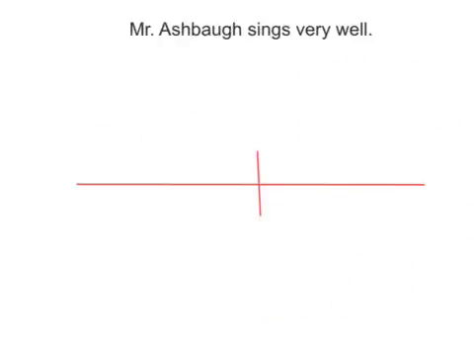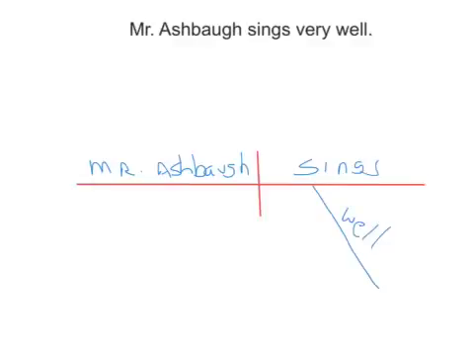The sentence, "Mr. Ashbaugh sings very well." We know that our subject is Mr. Ashbaugh. Now, Mr., some people say, well, that's an adjective, but the subject of the sentence is Mr. Ashbaugh. That's his title. So that's why it's all on one line. What does he do? He sings. So that's our verb. How does he sing? He sings well. But how well? Very well. So that's how we would diagram this.